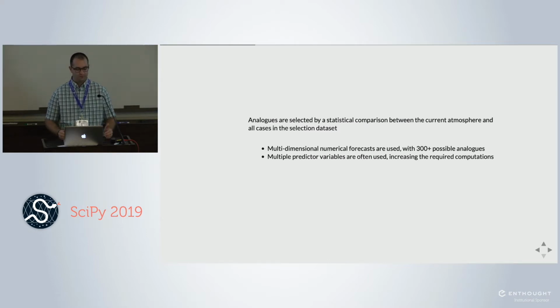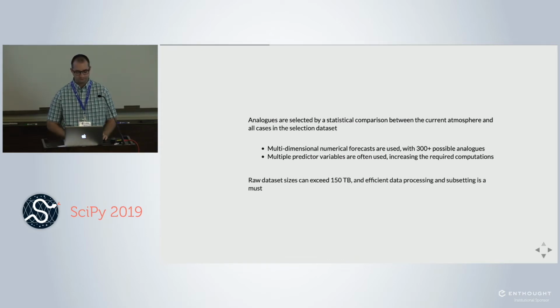We're talking about multidimensional numerical forecasts with large data sets containing 300 or more unique possible analogs. You also usually use multiple predictor variables, and that further increases both the size of the data set and the number of computations that are required. Raw data set sizes can exceed 150 terabytes, and this needs to be efficiently processed, subset, and post-processed in order to make any sense at all of this kind of large data set.